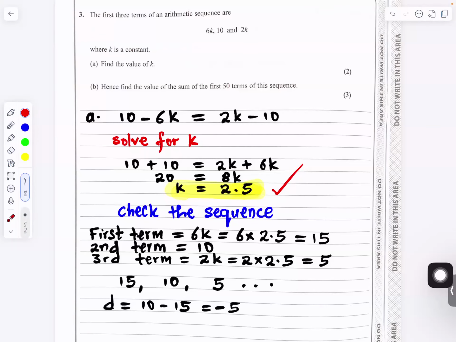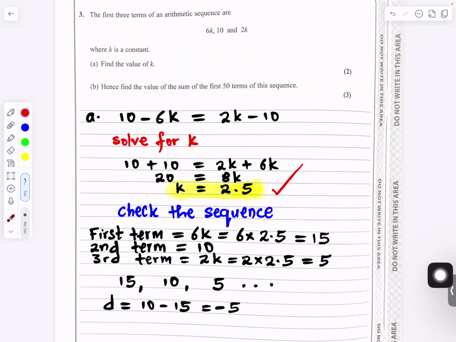Question number 3. The first 3 terms of an arithmetic sequence are 6k, 10, and 2k, where k is a constant. Find the value of k. So because it's an arithmetic sequence, the difference between the second and the first is the same as the difference between the third and the second. So 10 minus 6k is the same as 2k minus 10. And you make them equal, you solve it to get k equals 2.5.